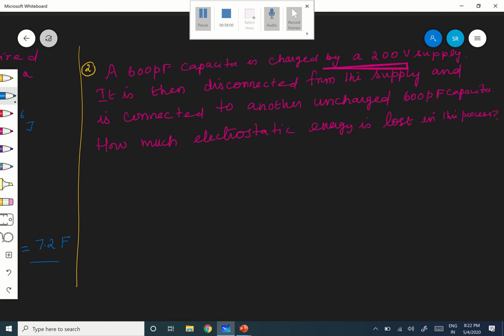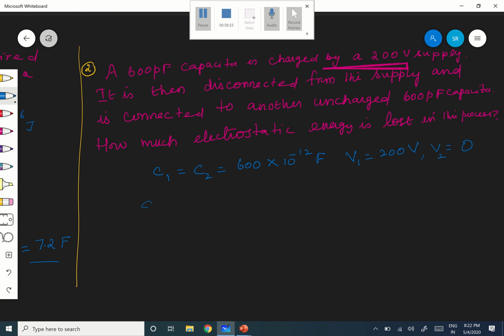So very easy now. What is C1? Both are of same capacity. Therefore, that is equal to 600 picofarad. Pico means 10 power minus 12 farad. Now, what is the initial V1? V1 is equal to 200 volt. But V2 is uncharged. Uncharged means V2 is equal to 0. That's it. Now you have to go for direct substitution.